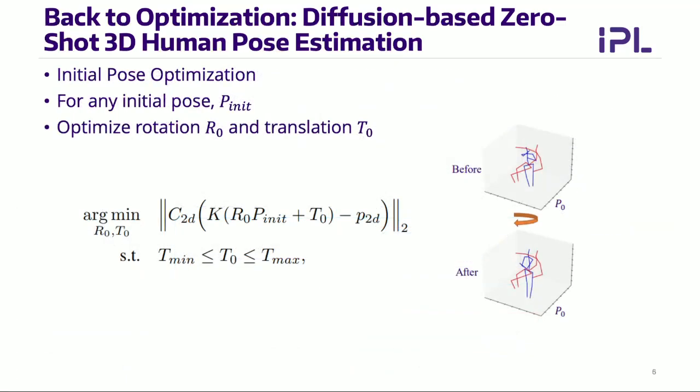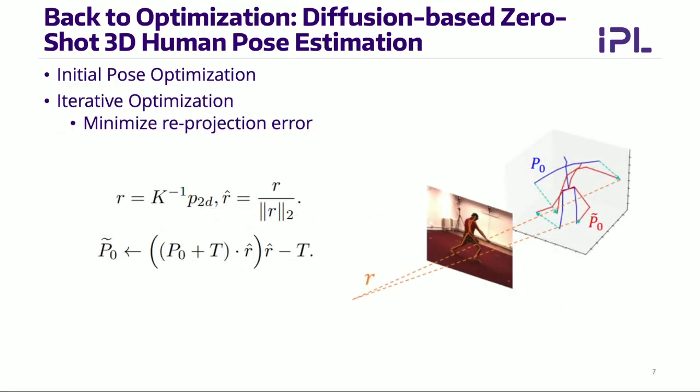Let's dive into the details of each component. First is our initial pose optimization. For any initial pose, P-initial, we try to find the optimal rotation, R0, and translation, T0, which can minimize the reprojection error weighted by the confidence scores of key points.